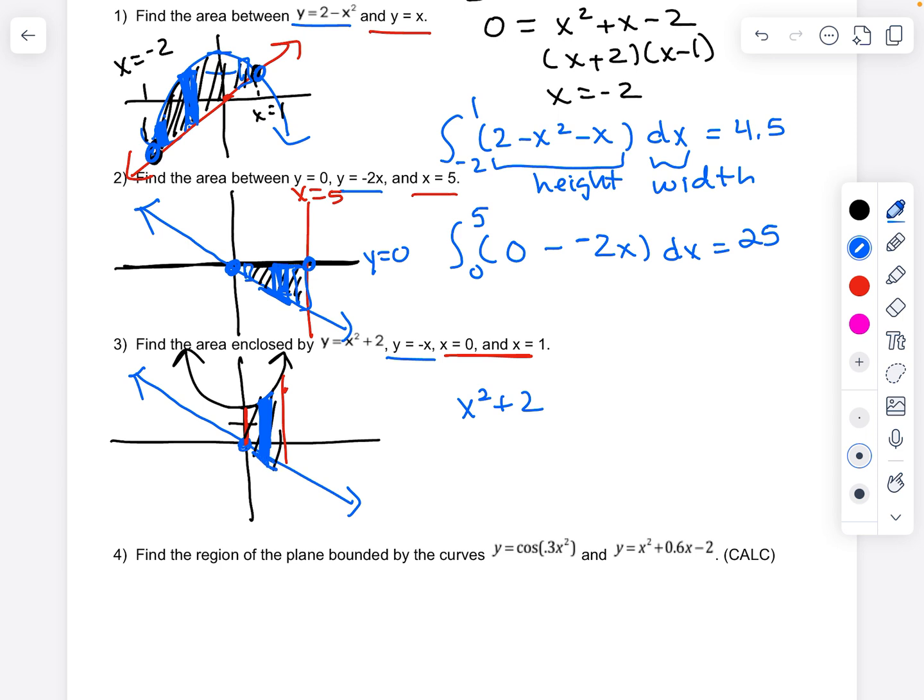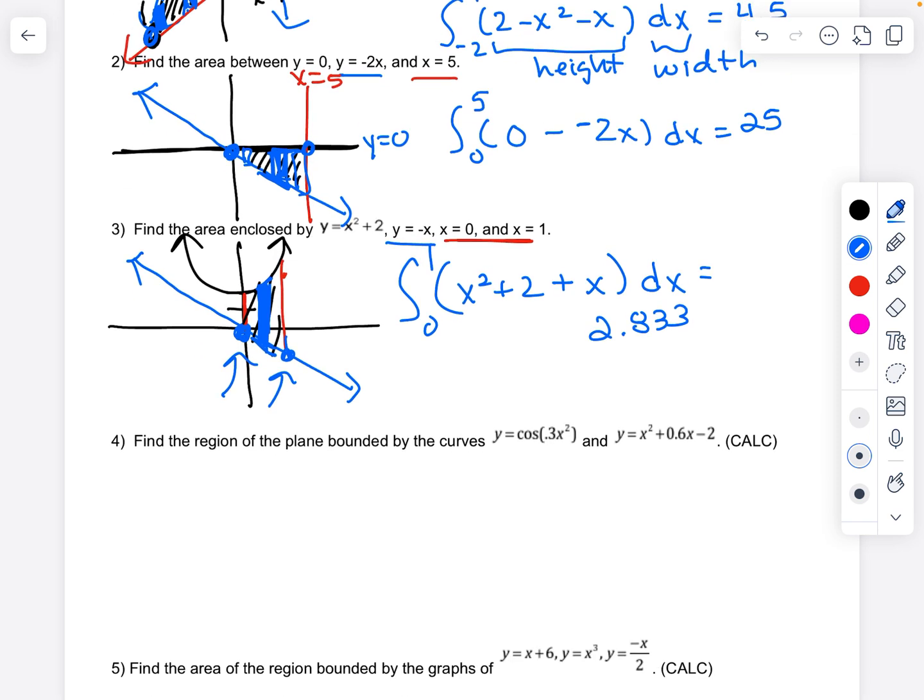The bottom is this blue line, which is -x. So to find the height of the rectangle, remember, it's always the top minus the bottom. So minus -x gives me plus x. That's the height. The width of the rectangle is dx. And I want to add up all the rectangles from here to here. So I'm going to add them up from 0 to 1. And again, use the calculator for the integration. Okay, the next one.